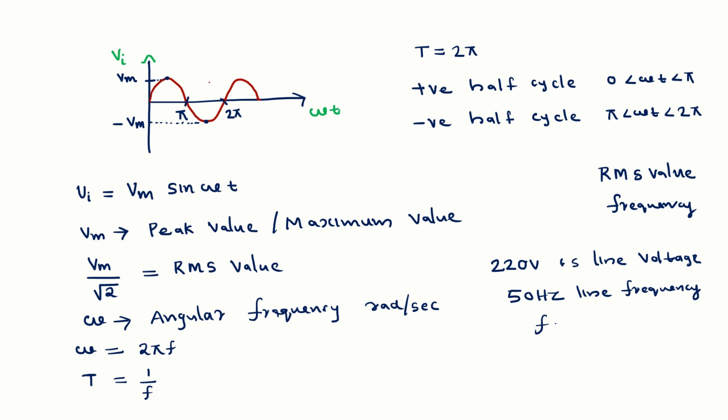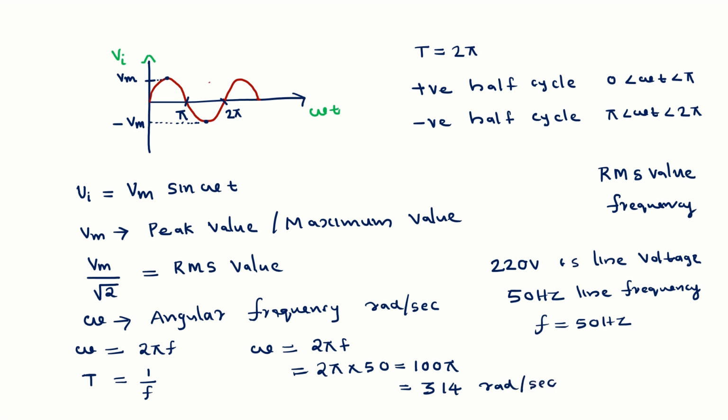So f is 50 hertz, and I can find out the angular frequency. Angular frequency is equal to 2 pi f, which is equal to 2 pi into 50, which is equal to 100 pi. Pi means 3.14, and 3.14 into 100 means 314. So the angular frequency is 314 radian per second. These are some basic equations related to the AC waveform.